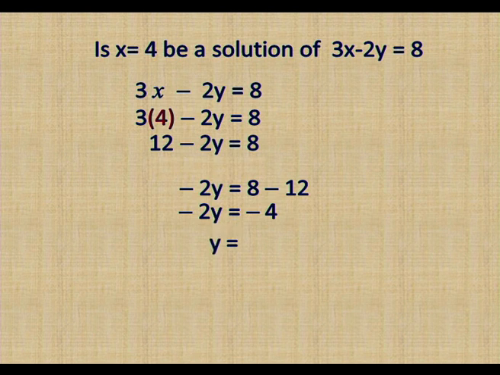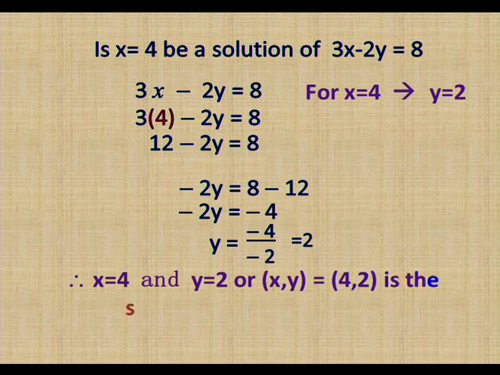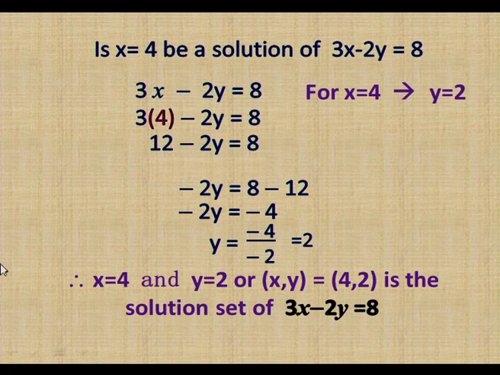Now, y is equal to how much? Minus 4 by minus 2, plus 2. Your y value is how much here? 2. So, here you will be saying the value of x is equal to 4 and y is equal to 2 as solution set, and how to represent? Therefore, x is equal to 4 and y is equal to 2, or an ordered pair x comma y which is equal to 4 comma 2, is known as the solution set of 3x minus 2y is equal to 8.